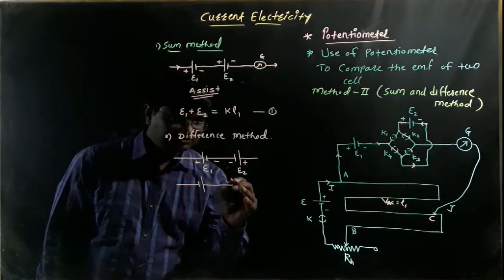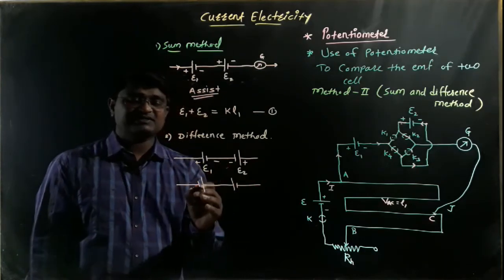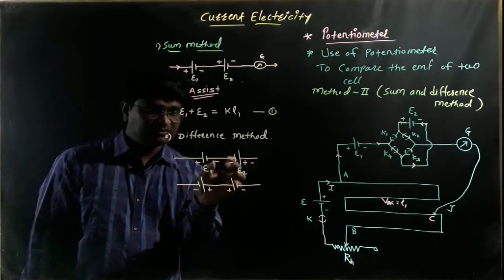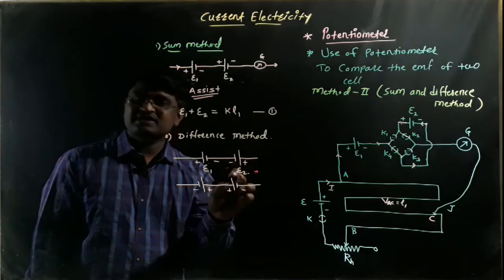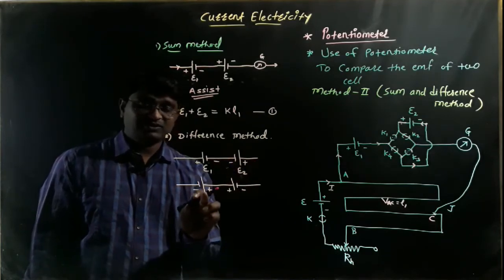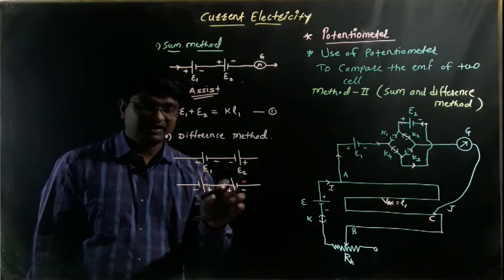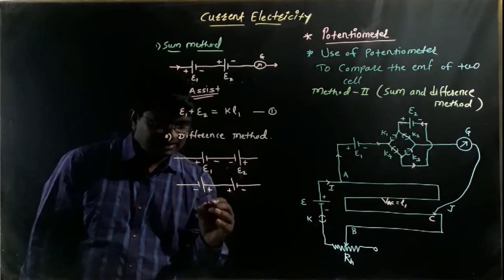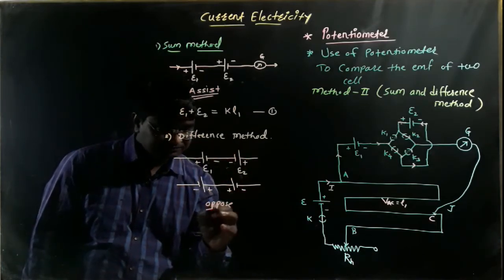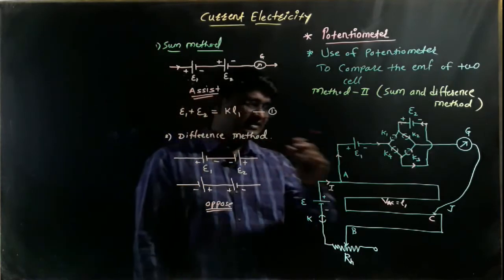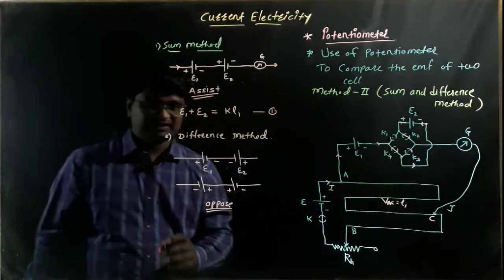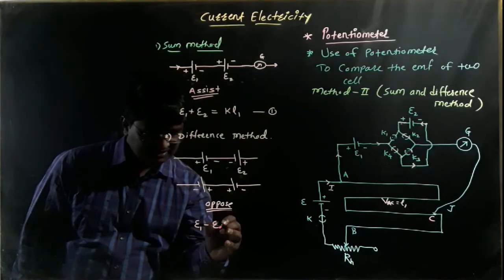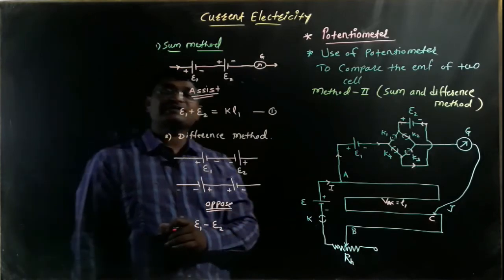This condition also happens if the negative terminal of cell epsilon 1 and the negative terminal of cell epsilon 2 are connected together, or otherwise the positive terminal of cell epsilon 1 and the positive terminal of cell epsilon 2 are joined together. So it means that these two cells are opposed to each other. They are opposing, so their potential differences are subtracted. It is a difference between two potentials, denoted by epsilon 1 minus epsilon 2. So this method is called the difference method.